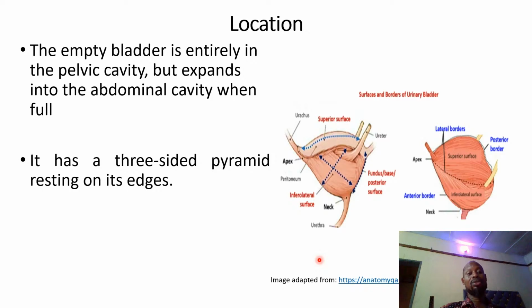We have actually had a lecture on the rectum, and now we are looking at the second content of the pelvic cavity, which is the urinary bladder. And we would also look at the ureter. The ureter you treat in two parts: the abdominal part of the ureter, and then the pelvic part.